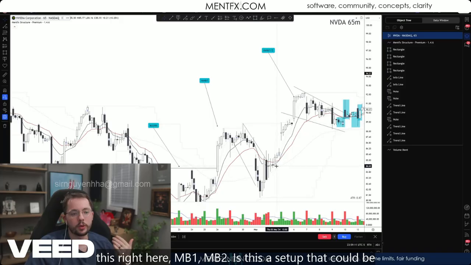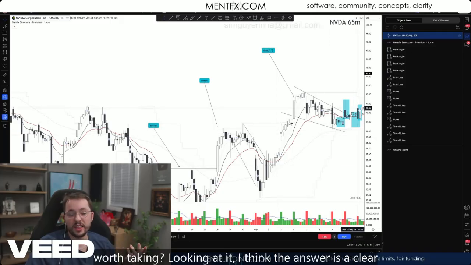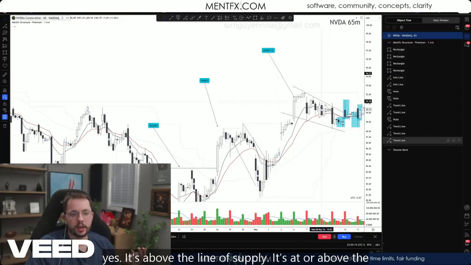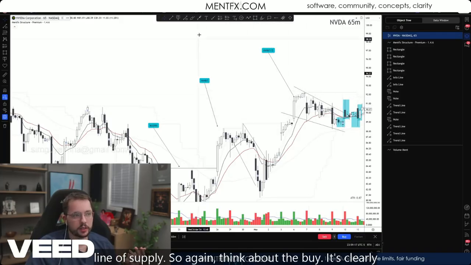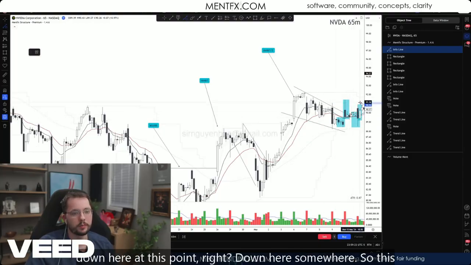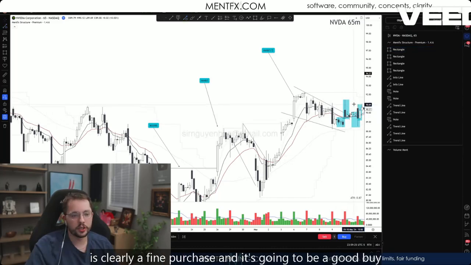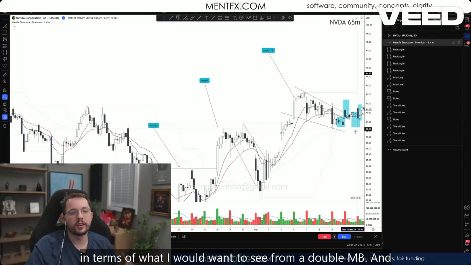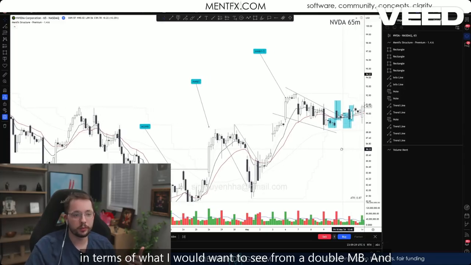Is this a setup that could be worth taking? Looking at it, I think the answer is a clear yes. It's above the line of supply. It's at or above the line of supply. So again, think about the buy. It's clearly at or above the line of supply. The line of supply is down here at this point, right? Down here somewhere. So this is clearly a fine purchase, and it's happening in terms of what I would want to see from a double MB.